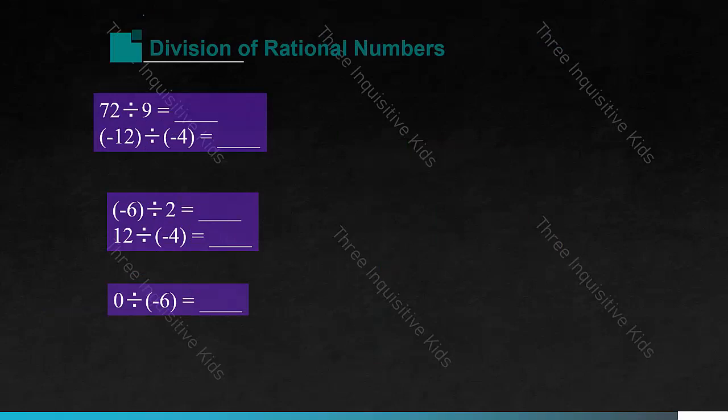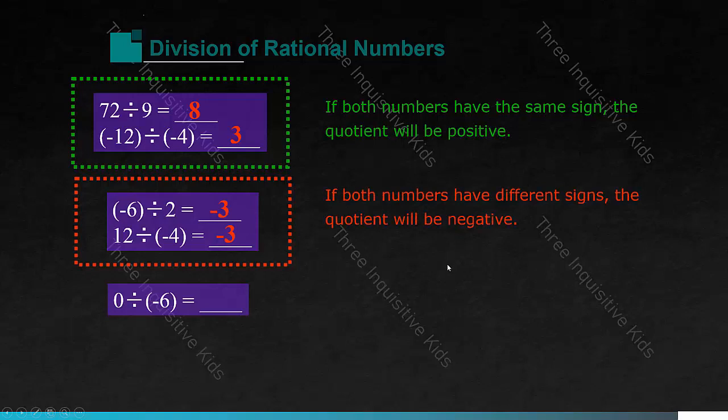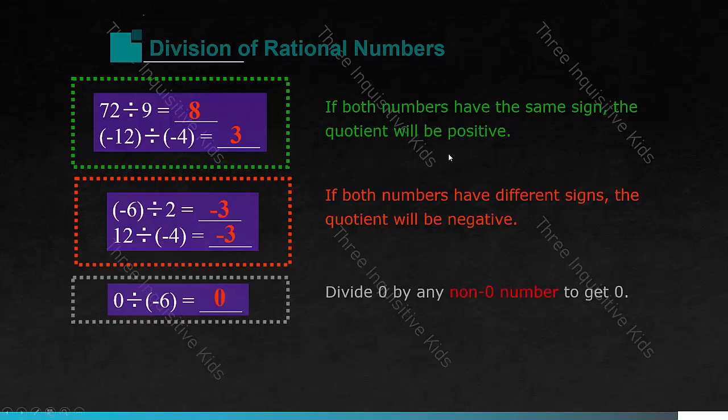When we have 72 divided by 9, we get 8, and -12 divided by -4 is 3. If both numbers have the same sign, the quotient will be positive. You can see that the dividend and the divisor here both have the same signs, so that's what it means when it says both numbers. We have -3 for both equations here. And if the dividend and the divisor have different signs, the quotient will be negative. And if you divide 0 by any non-zero number, you get 0.